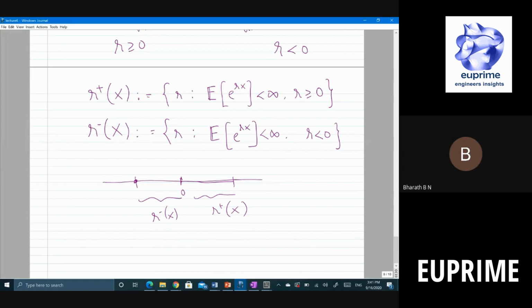Okay, so R plus I'll define as the supremum over all of R plus of X, and R minus as the infimum over all of R minus of X. Do you know what supremum and infimum are? How many of you know what supremum and infimum are?